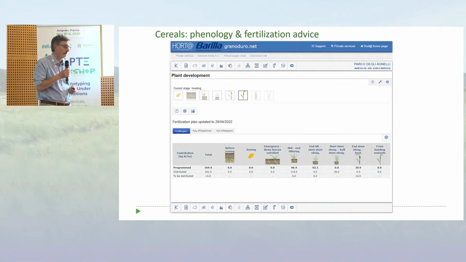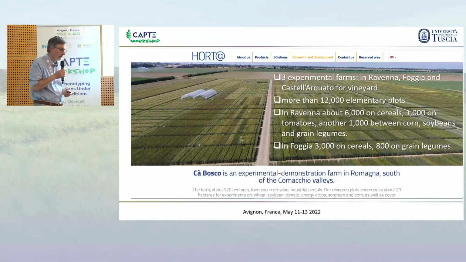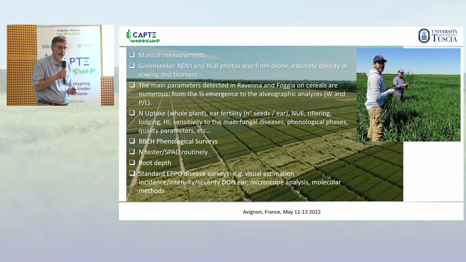So I was asking the guys from Horta about the test, the validation, the calibration, because they claim to do a lot of validation and calibration of these models. They have 3 experimental farms, more than 12,000 elementary plots. And so I was really thinking that they were doing a lot of phenotyping, but they told me that basically they're doing classical phenotyping, so mostly manual measurements.